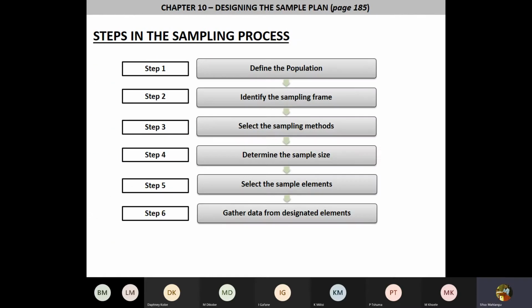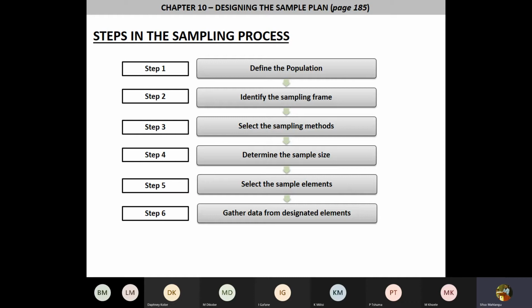So let's start with the steps in designing a sampling process, which you should understand and be able to do practically. These steps start on page 216. It's step 1 to step 6. And once you understand all these steps, we take these steps and apply them in the marketing research proposal guidelines.